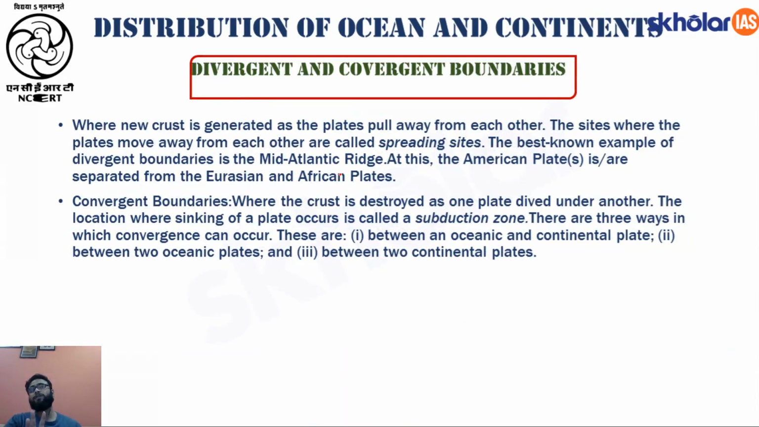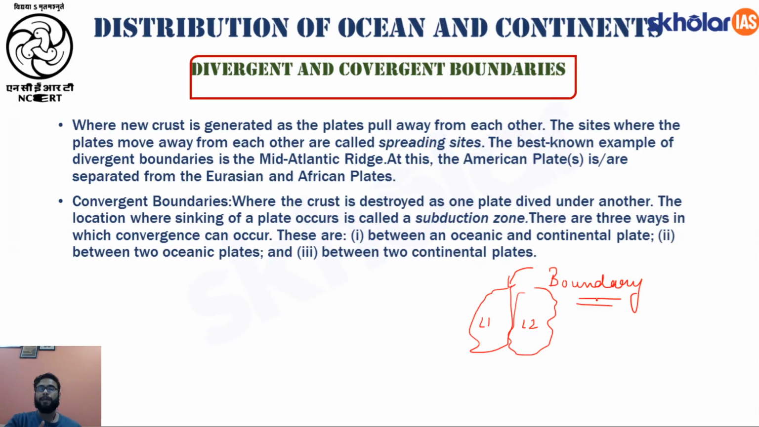Now since we have understood what lithospheric plates are, suppose this is a lithospheric plate, this is another lithospheric plate. So this section that you see here, where there is a boundary between lithospheric plate 1 and lithospheric plate 2, we call this the boundary, right? And within this boundary there can be different types of interactions. Suppose L1 and L2 can move towards each other, L1 and L2 can move away from each other, or they can slide past each other, right? Therefore we call these different types of boundary interactions, referring to your movements.